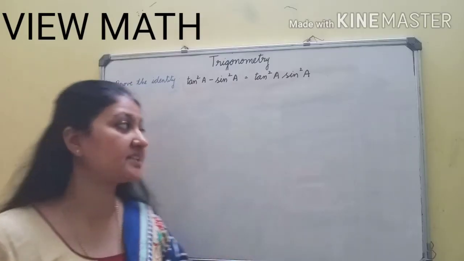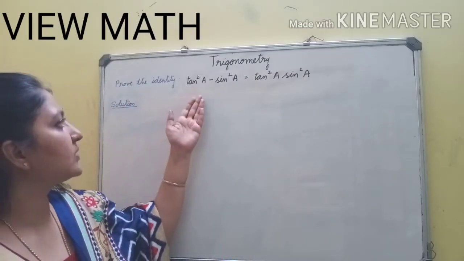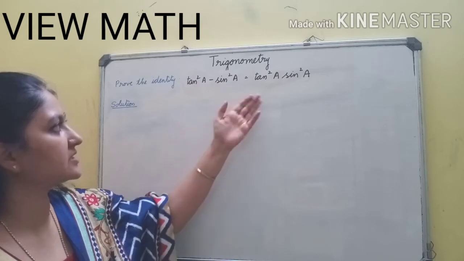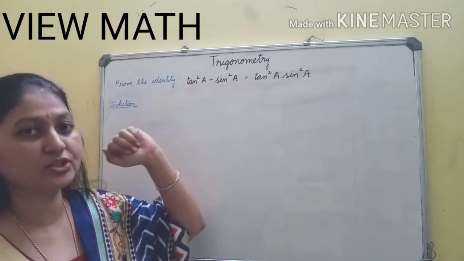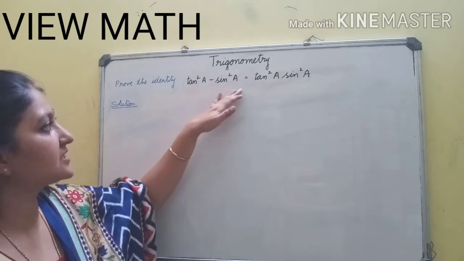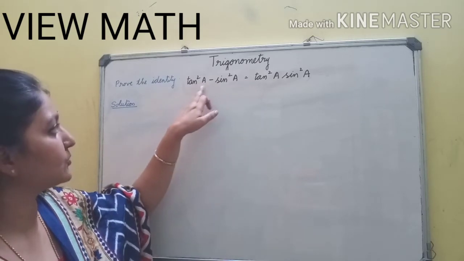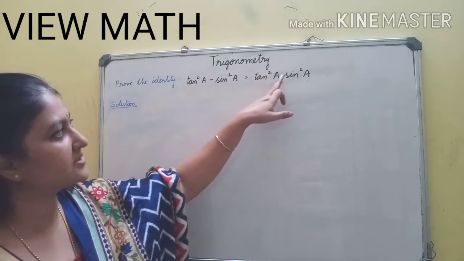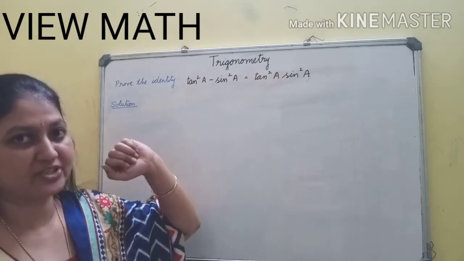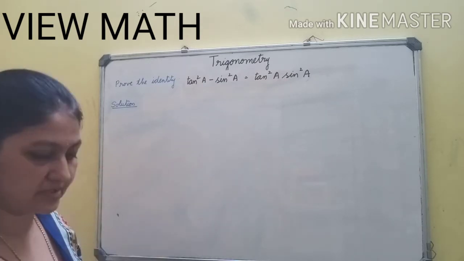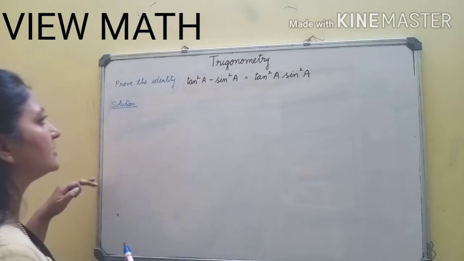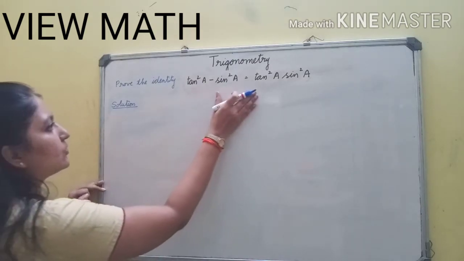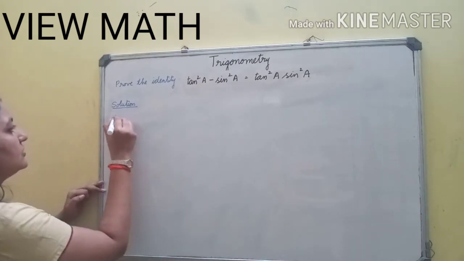Now let's prove the next identity. Tan square A minus sin square A is equal to tan square A into sin square A. While seeing this, it will be a little confusing. Here, both are the same terms, but here you can see a negative sign, and here it is a multiplication sign. How to prove this? It will be a little confusing, but no issue. It is very simple to do.